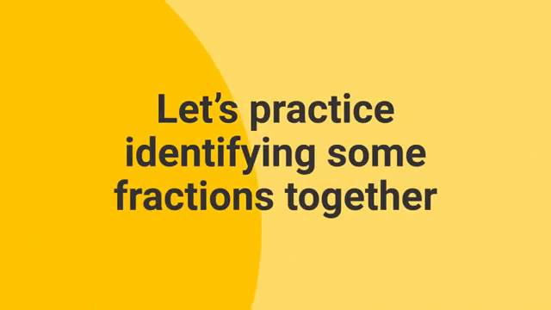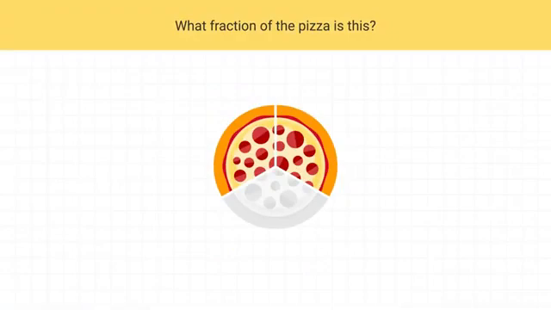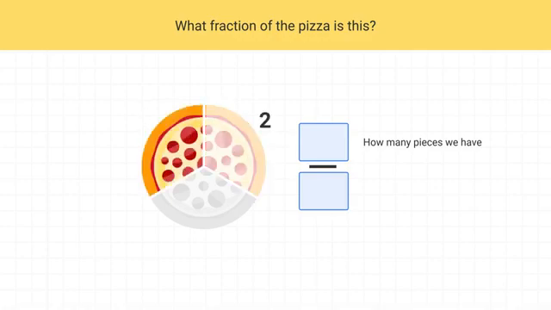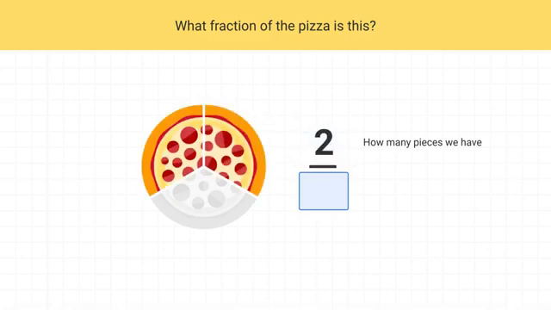Let's practice identifying some fractions together. Let's figure out what fraction of the pizza this is. Remember that a fraction is made up of 2 numbers. The number on top tells us how many pieces we have. How many pieces of pizza do we have? We have 2 pieces of pizza. So we will write a number 2 on top of the line. What is the number on top of the line called? It's called the numerator.